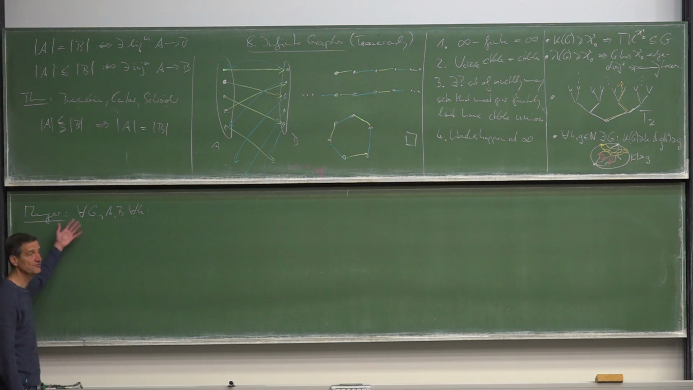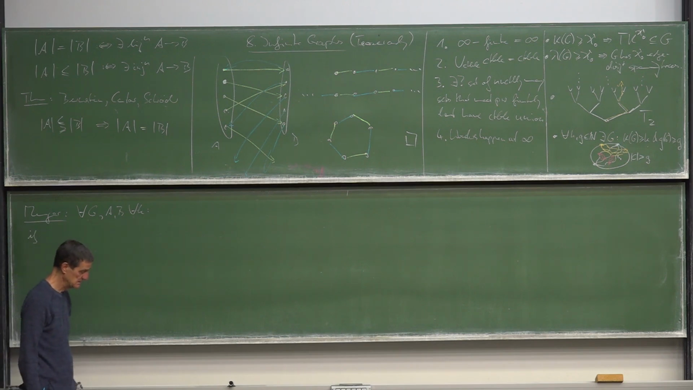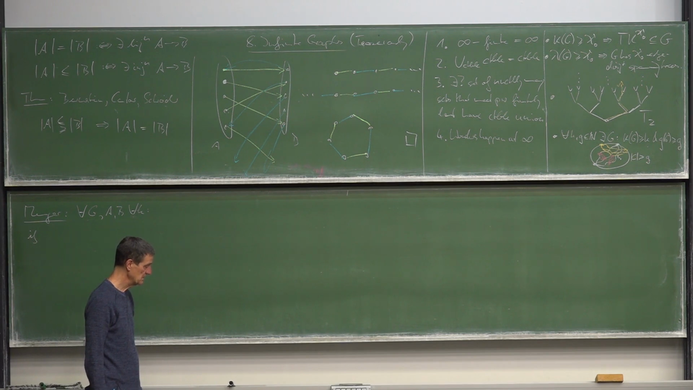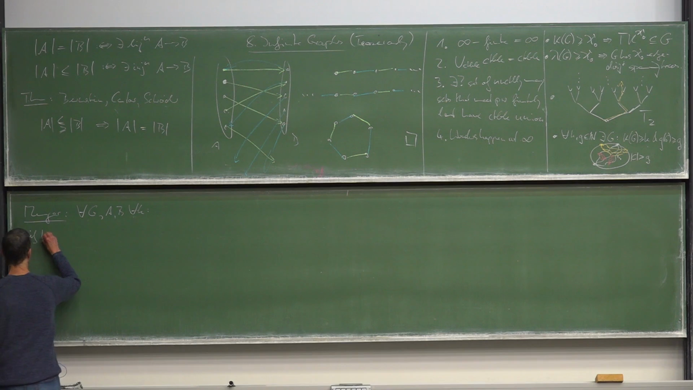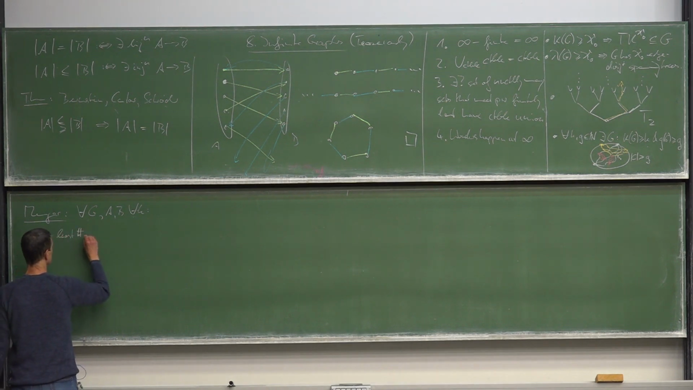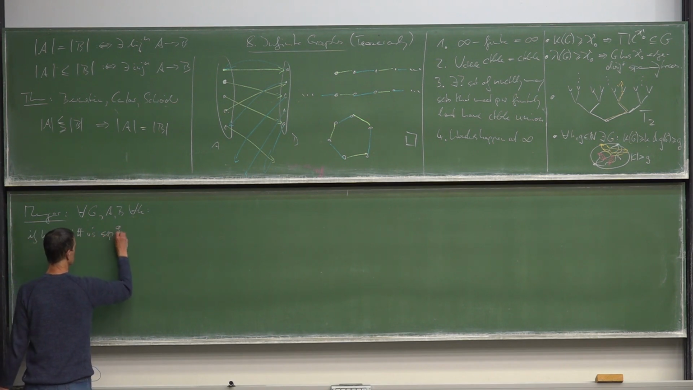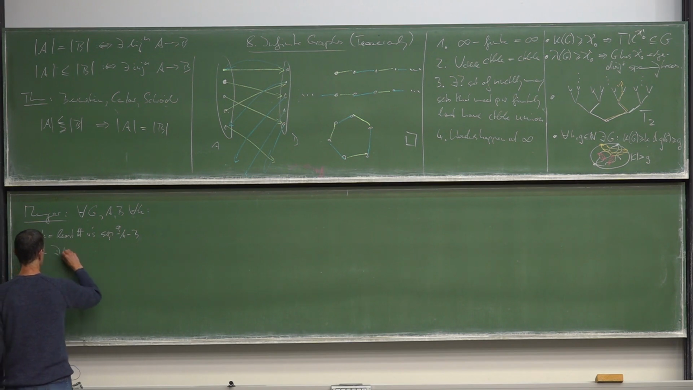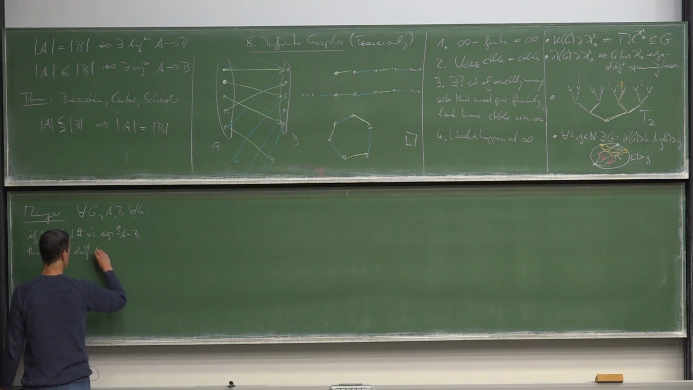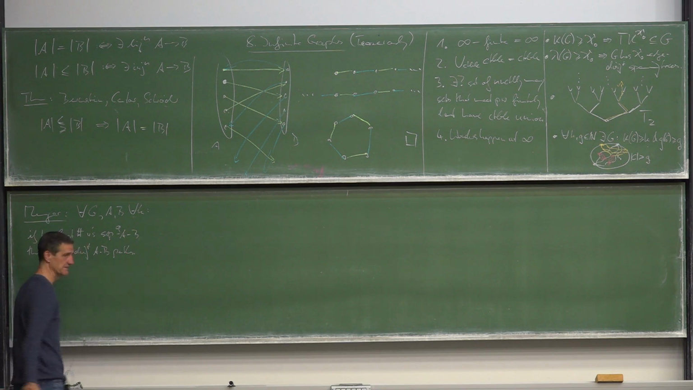In a finite graph, the non-trivial direction of Menger says if you have a graph G and you have vertex sets A and B, and they don't have to be disjoint, and K is the smallest number of vertices that will separate A from B in G, then there are K disjoint AB paths. Right, that's the finite Menger theorem that we know.